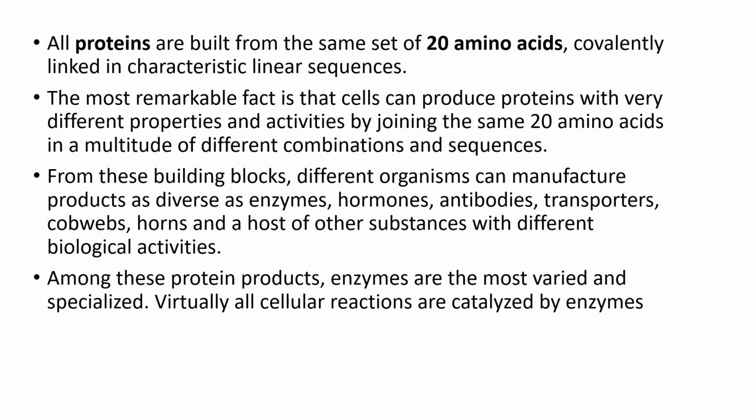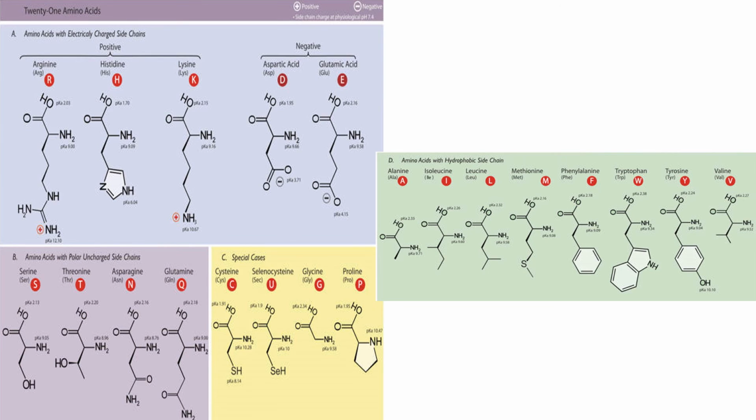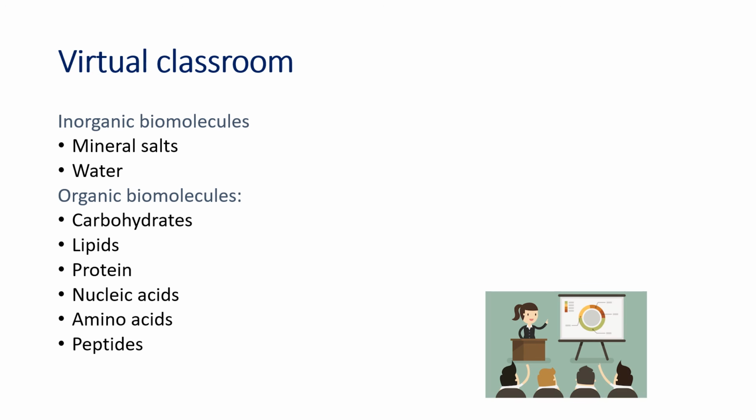Among the protein products, I think enzymes are the ones that are most varied and specialized. Enzymes normally are particles that will have a specific function. Usually they are meant to cut things, like an enzyme to cut your lactose, for example. And these are some of the different ways of assembling the amino acids, which will create different types of proteins.